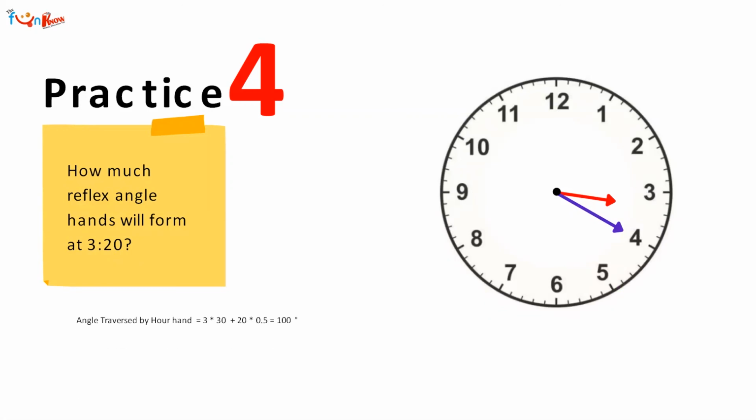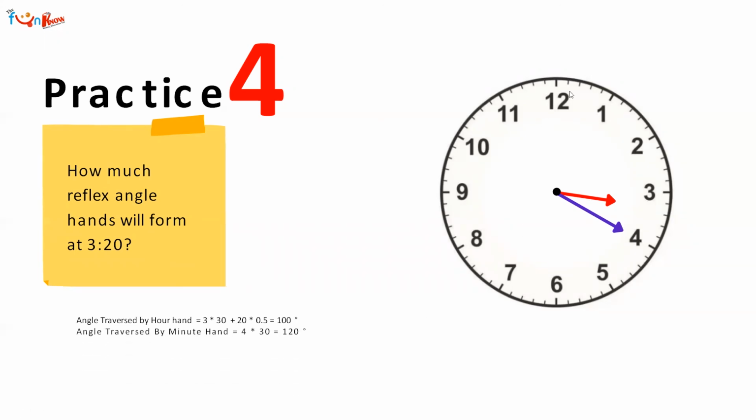Okay, so let's continue. The angle traveled by our hour hand would be somewhere between 3 and 4. So we'll calculate the angle up to 3, which is 3 times 30, 90 degrees. And in 20 minutes, the hour hand would have moved 20 times 0.5. Because if you remember from the initial slides, we said that the hour hand moves 0.5 degrees every minute. So in 20 minutes, it will move 20 times 0.5. So if we sum them, the answer would be 100 degrees.